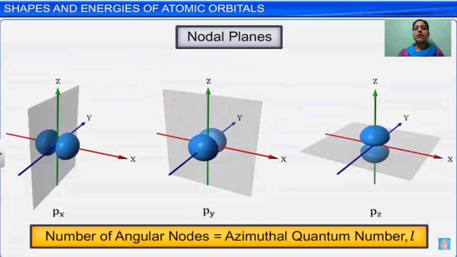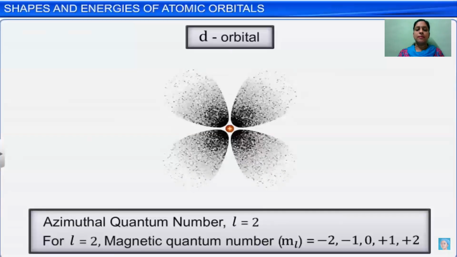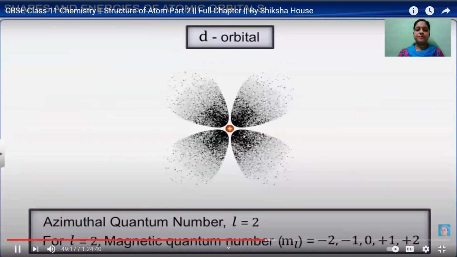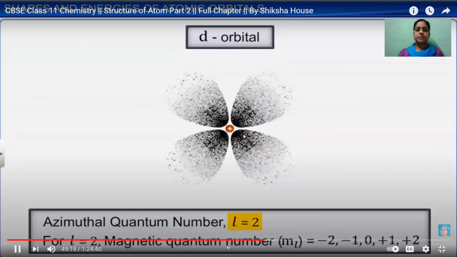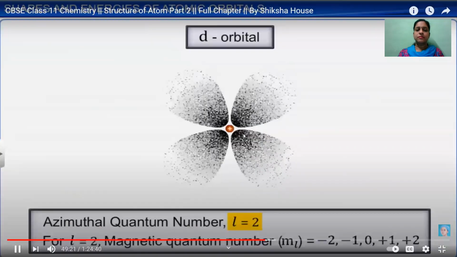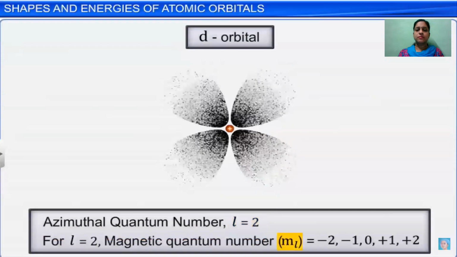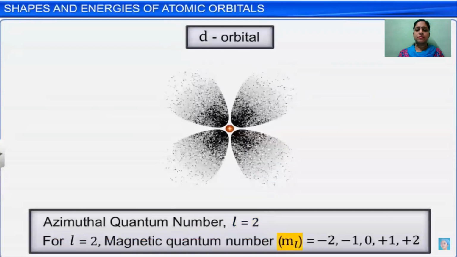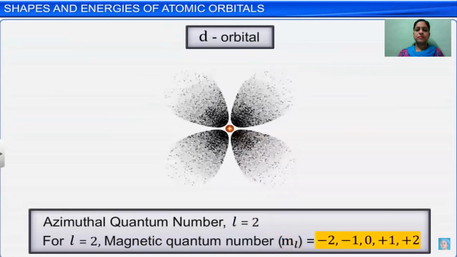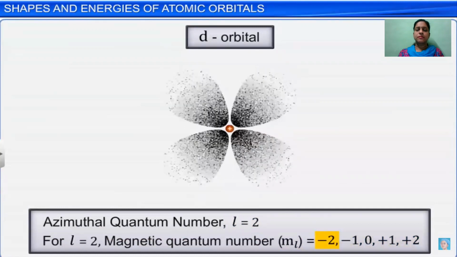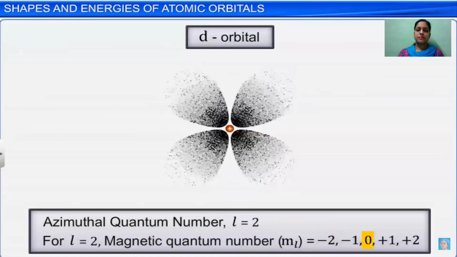So number of angular nodes is equal to number of nodal planes, which is equal to the azimuthal quantum number, given by L. For the d orbital, the azimuthal quantum number L is equal to 2. Therefore, the number of possible orientations given by the magnetic quantum number ML is 5, corresponding to ML equal to -2, -1, 0, +1, +2.